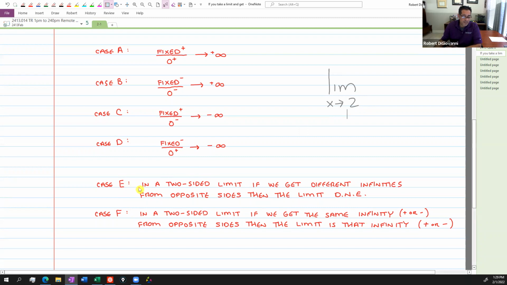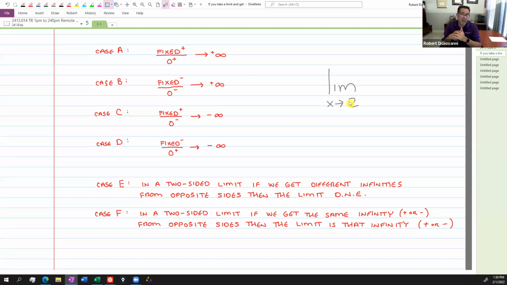Case E says, in a two-sided limit, that means we have to check both sides. If we get different infinities from the opposite sides, then the limit won't exist. For example, if we're trying to come into 2, and from the left side we get infinity, but the right side we get negative infinity, then the limit doesn't exist, if the infinities we get are different from the two different sides.